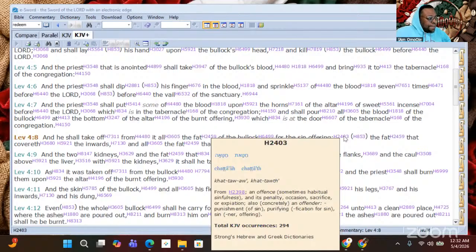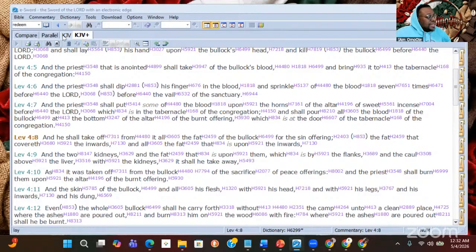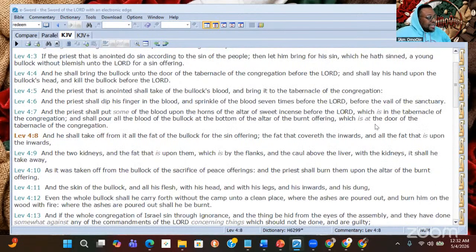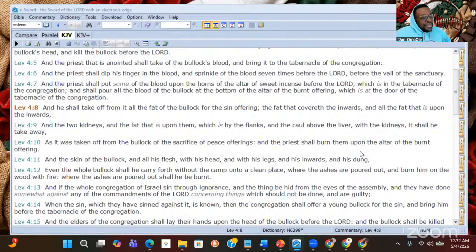Penalty, occasion, sacrifice, expiation, offender, punishment, purifying. Yes, so this is for the purification of the nation, because they did sin against Jehovah. They did cause offense against Jehovah when they built the golden calf while Moshe was away, and taken up into the mountain.